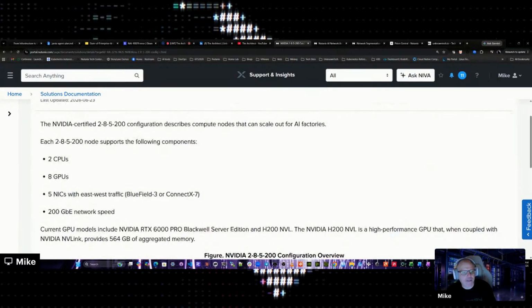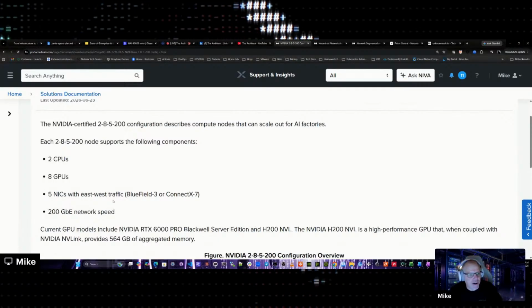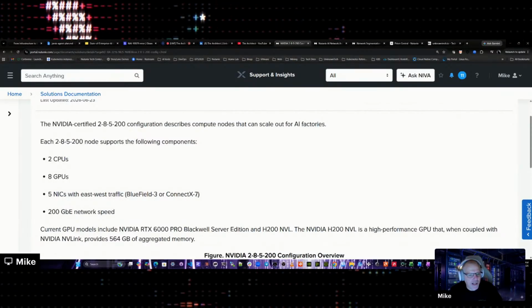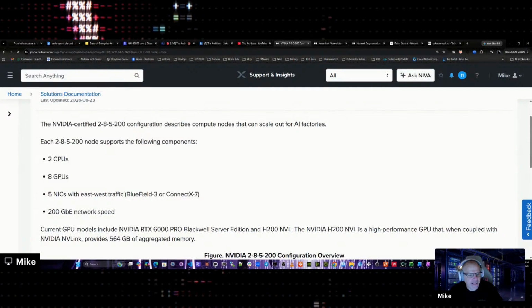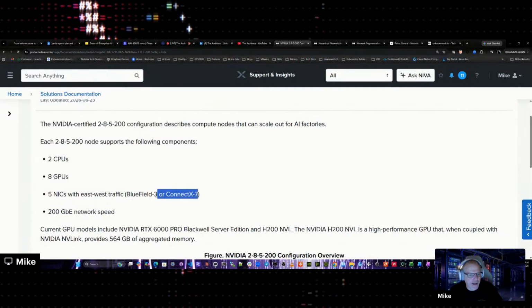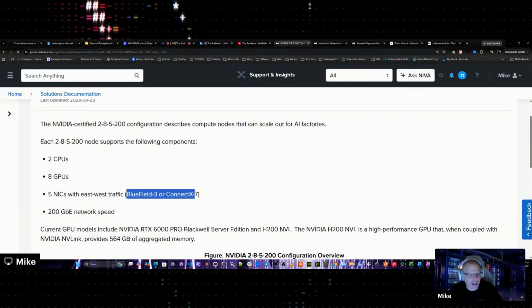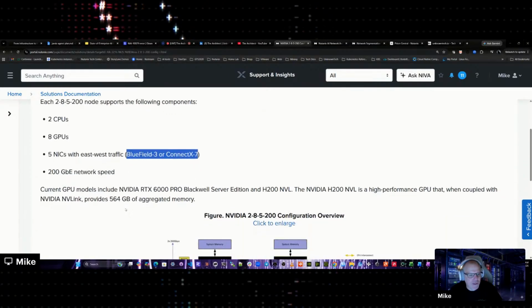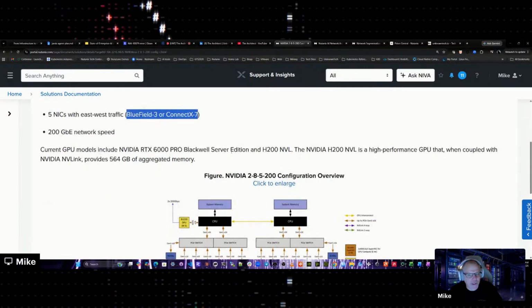In the 285 configuration, remember, it says BlueField or ConnectX-7. Like I said, I've seen this with ConnectX-7 or 8 or just BlueField, and I've also seen a mix of BlueField and ConnectX-7. We don't really talk about that, but I've seen that mix as well. Current GPU models include NVIDIA RTX 6000 Pro Blackwell servers and H200 NVL.